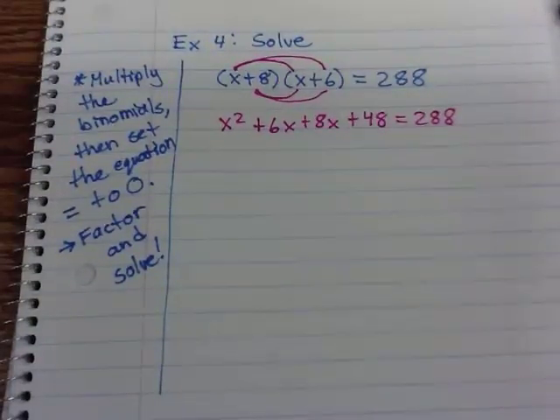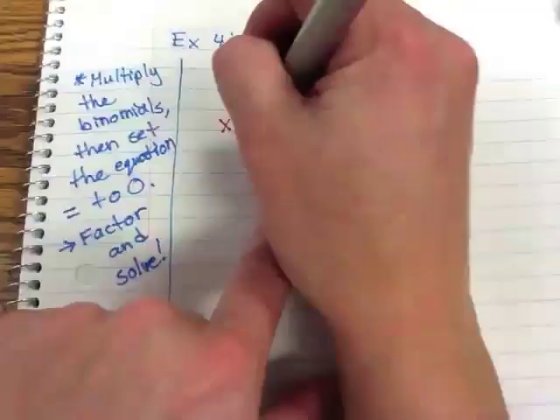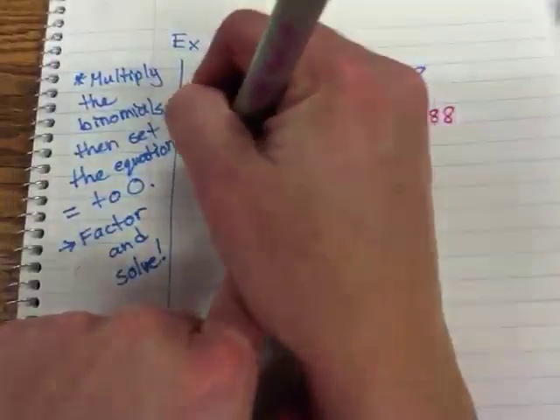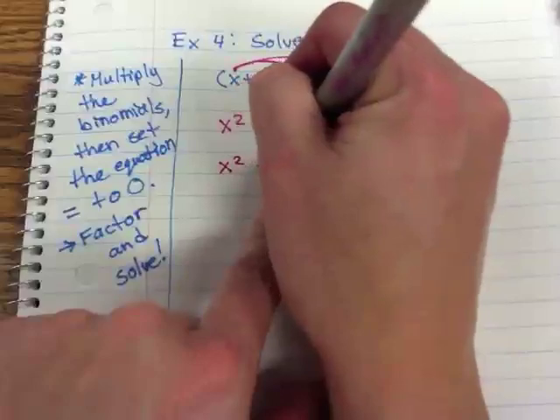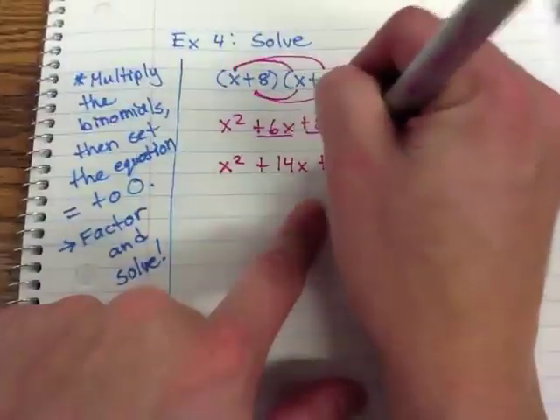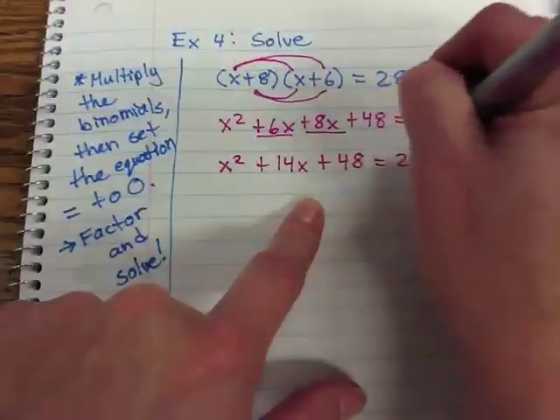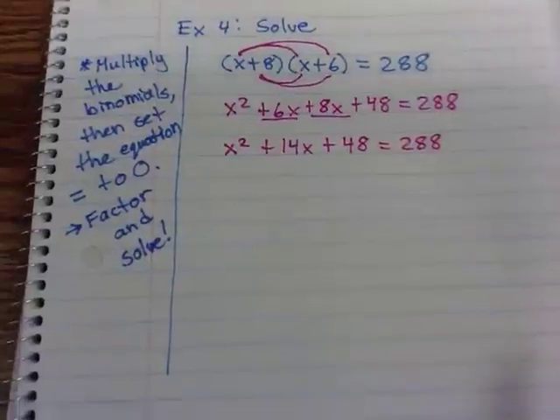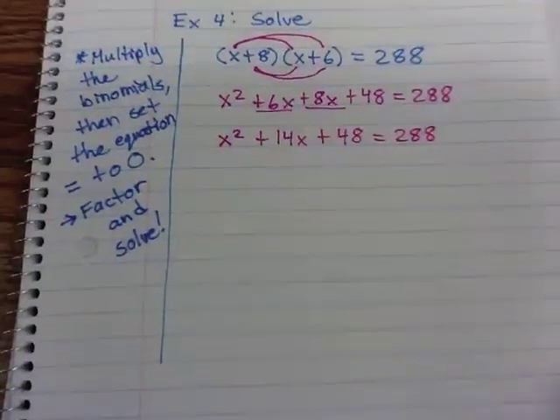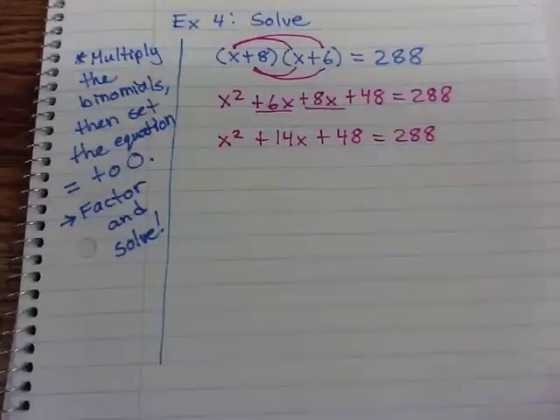Now what can you combine in there? 6x and 8x. Combine these and you get x squared plus 14x plus 48 equals 288. Now what are you going to do? Subtract 48. No. Go read the left side.